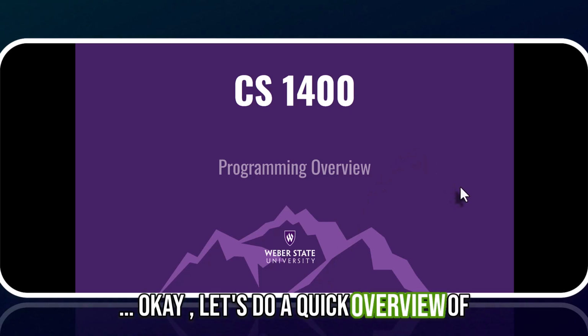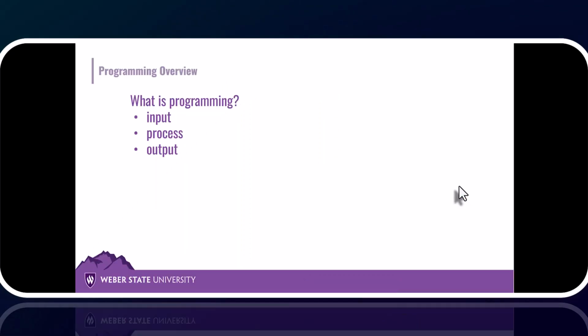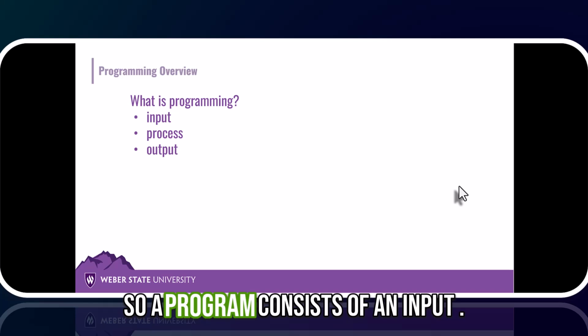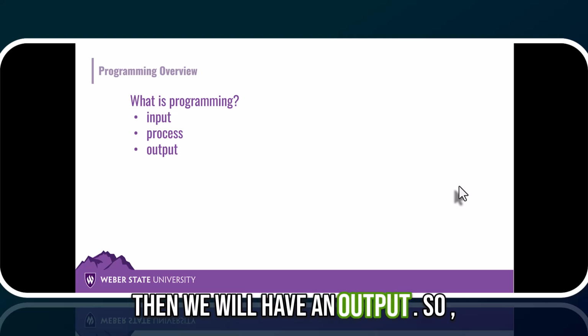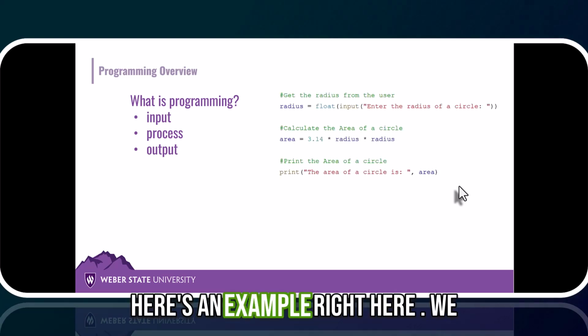Okay, let's do a quick overview of programming. So a program consists of an input. We do some type of processing, and then we will have an output. So here's an example right here.